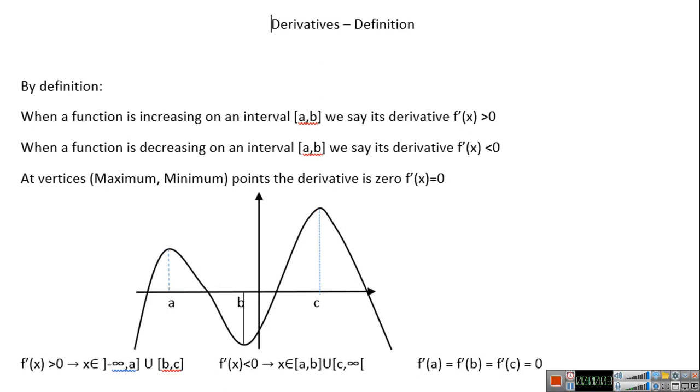Hi students, we're going to start with derivatives. You took limits, now derivatives. First of all, I'm going to define what we mean by derivative. Derivative means the variation of a function.